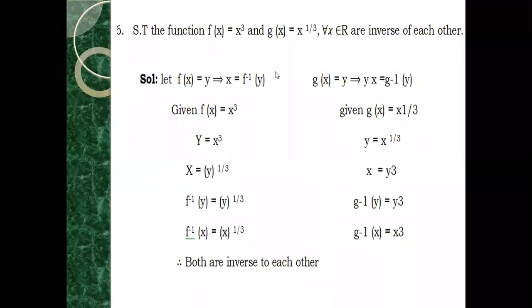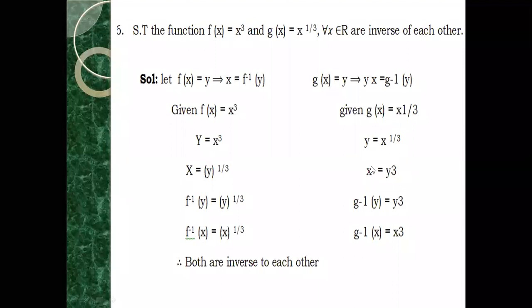Next we have to find g inverse of x. For that, let g of x is equal to y, so x is equal to g inverse of y. Given g of x is equal to x power 1 by 3. Now replace the g of x value, that is y. So we get y is equal to x power 1 by 3. Now we eliminate the 1 by 3. We have to apply the cube on both sides. So we get x is equal to y cube.